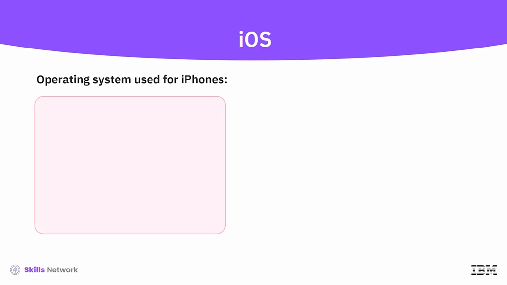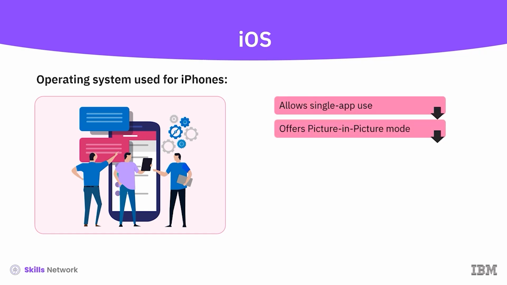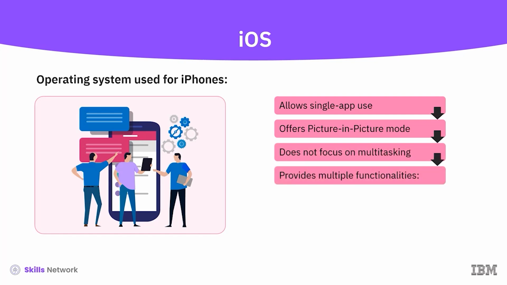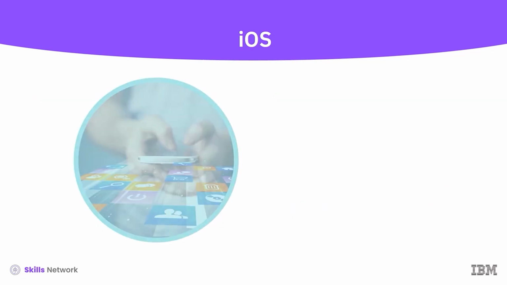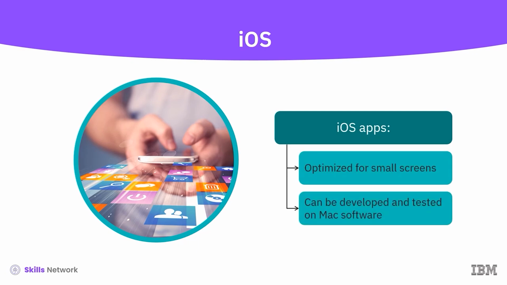iOS is the operating system used for iPhones. It is designed primarily for single app use. While it includes features like picture-in-picture mode, it does not focus on multitasking. iOS has multiple functionalities, such as CarPlay for in-car use and Apple Watch pairing. Apps on iOS are optimized for small screens and can be developed and tested on Mac software.